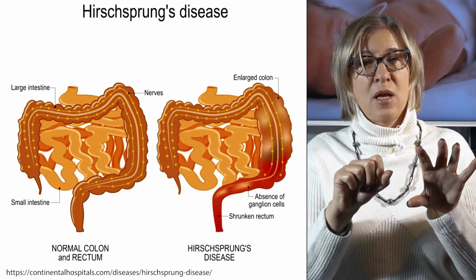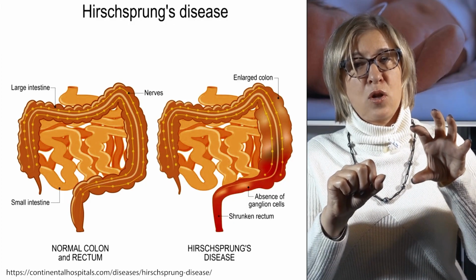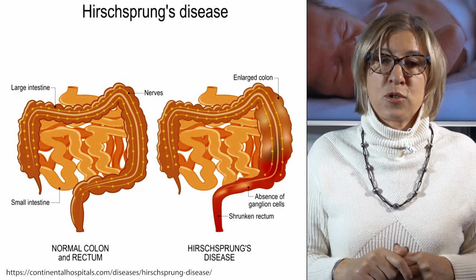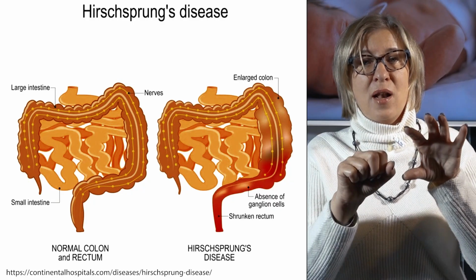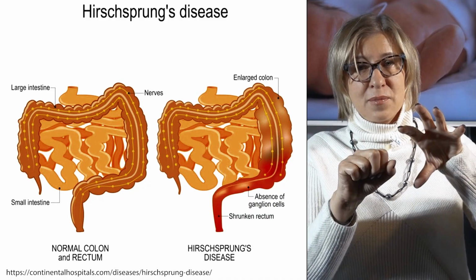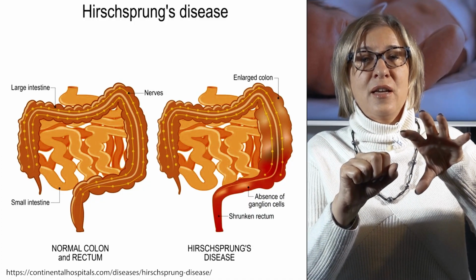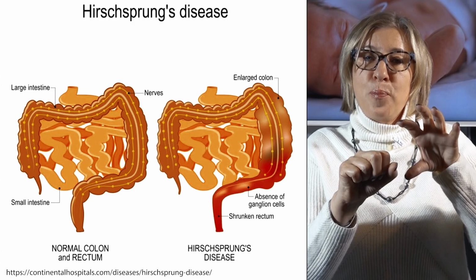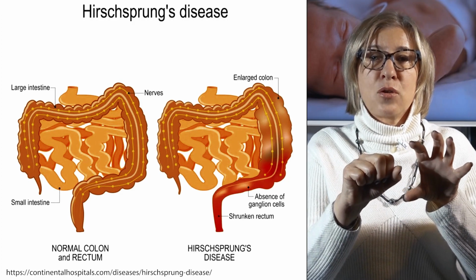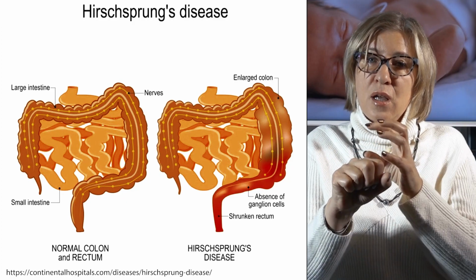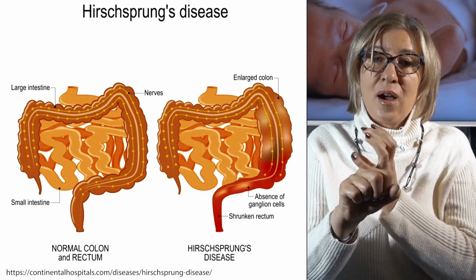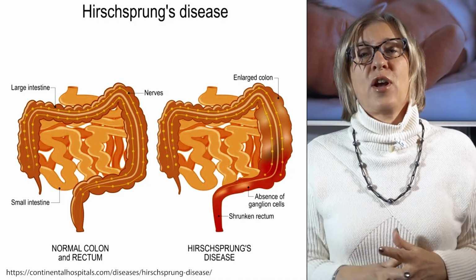As a result, there is a buildup of fecal material proximal to the aganglionic segment, causing distension, which is called megacolon, and potential bowel obstruction. The normally innervated segments proximal to the aganglionic part become hypertrophic and very dilated. This is because of the buildup of fecal material and those normal proximal segments trying to push the fecal content through the narrowed and obstructed segment.